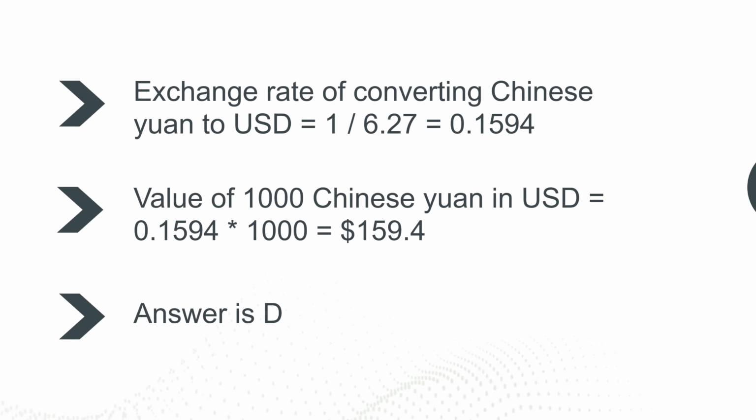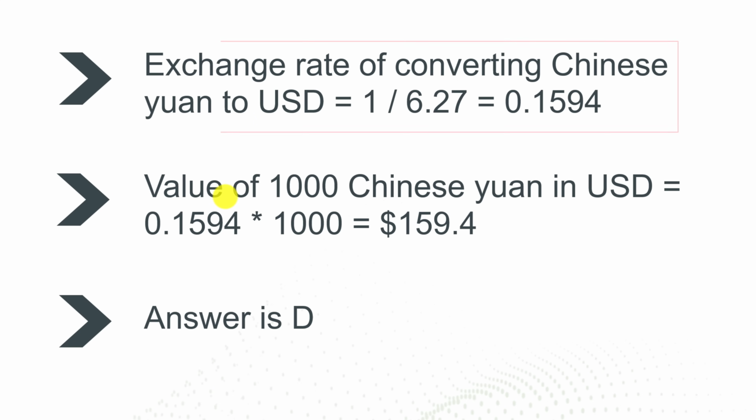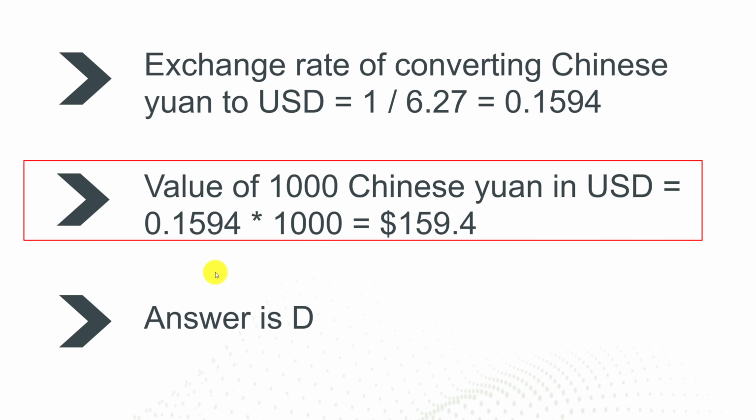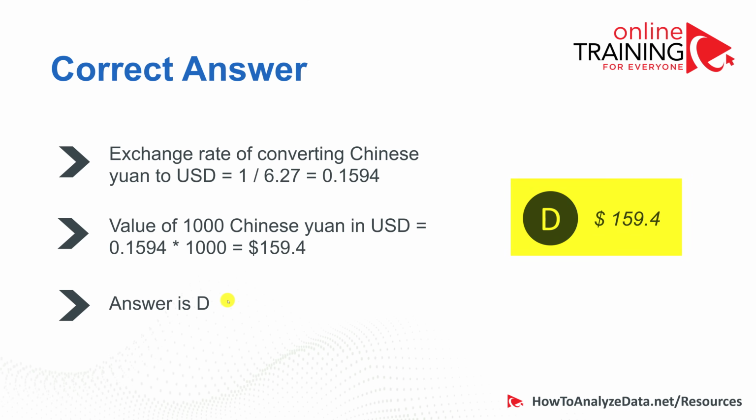To get to the answer to this question, you need to reverse the exchange rate. The exchange rate of converting Chinese yuans to US dollars is 1 divided by 6.27, which is an equivalent of 0.1594, which means that the value of 1,000 Chinese yuans in US dollars is the equivalent of 0.1594 multiplied by 1,000, which is $159.40. So the correct choice is D. Hopefully your selection for this answer was correct.